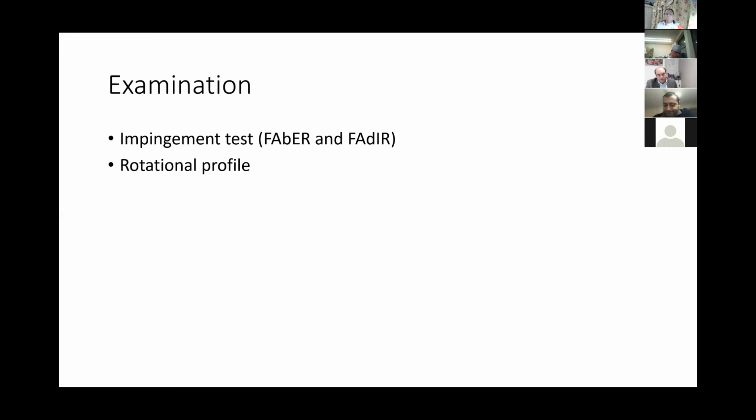Examination, really more or less a normal examination, other than the impingement tests being positive. Rotational profile is important. Some of these patients have femoral retroversion, a bit different from the dysplasia patients that we said have femoral antiversion. You could have them either way, but we see retroversion more commonly with these patients because the retroversion increases the impingement.